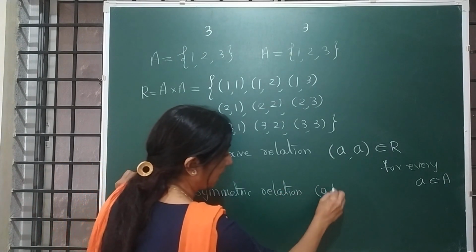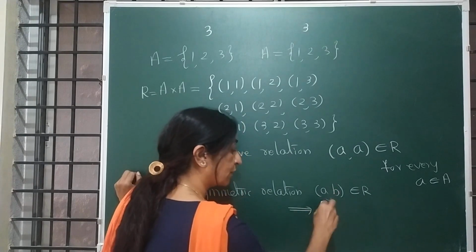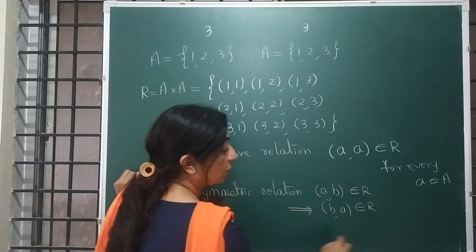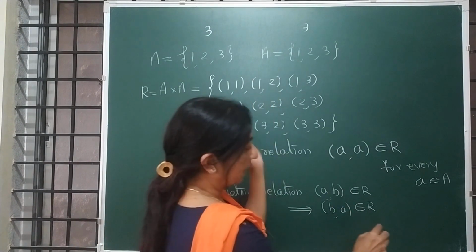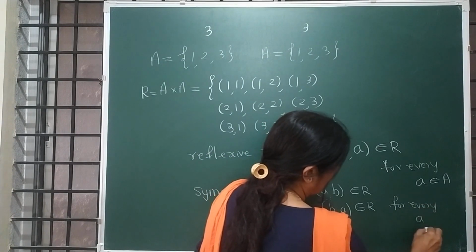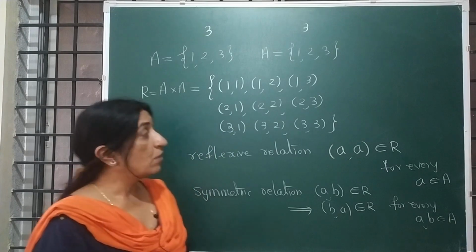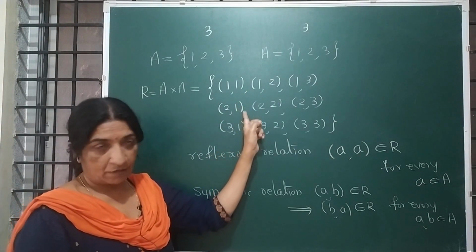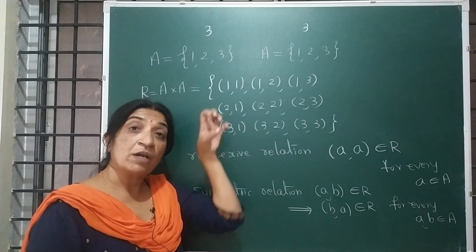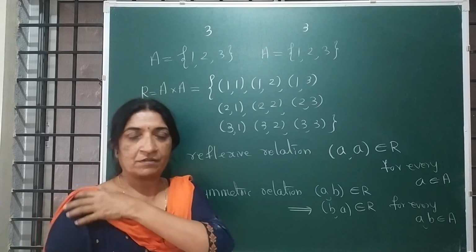Suppose (A, B) belongs to R. You are finding its reverse, (B, A), also in the relation, and A and B are from the set A, for every (A, B) belonging to A. Is it so simple? (1, 2) and (2, 1), yes. (1, 3) and (3, 1), (2, 3) and (3, 2). Those present for everyone. For every ordered pair we want the reverse. Is it simple?